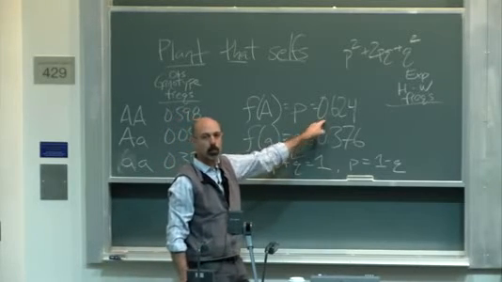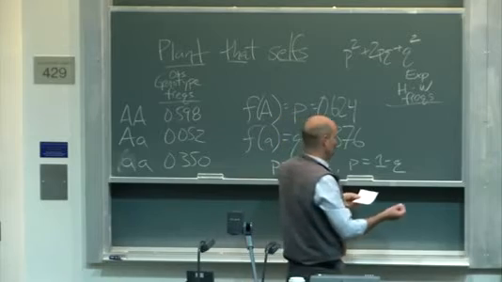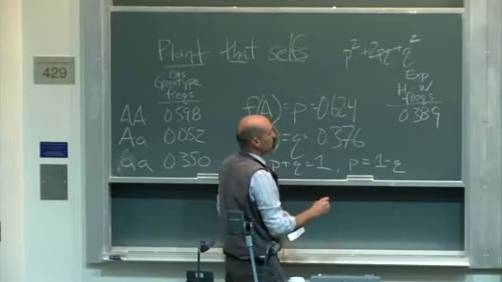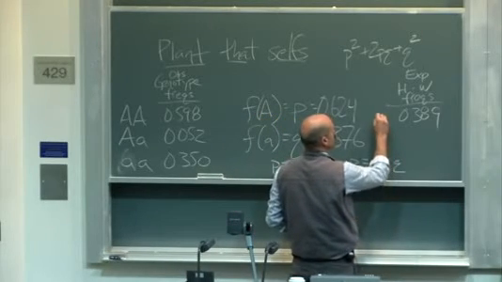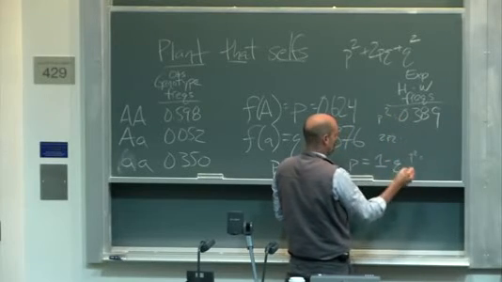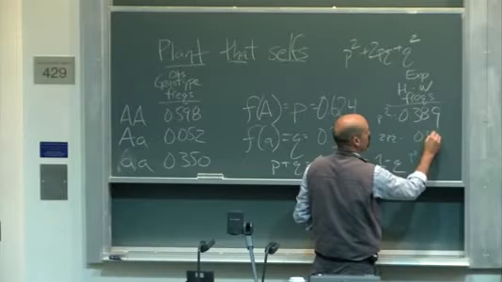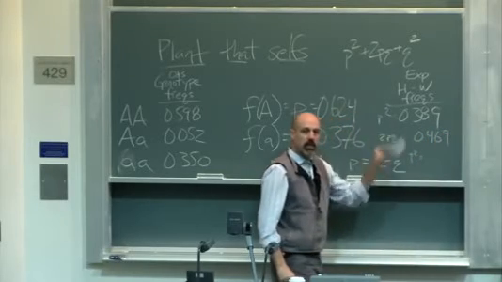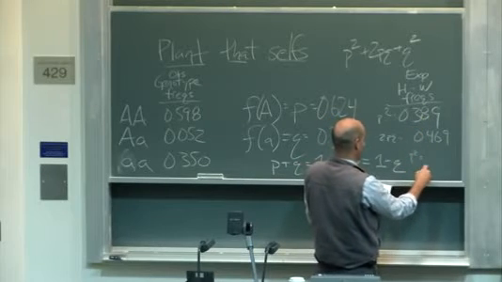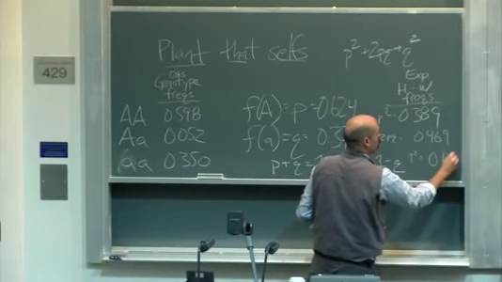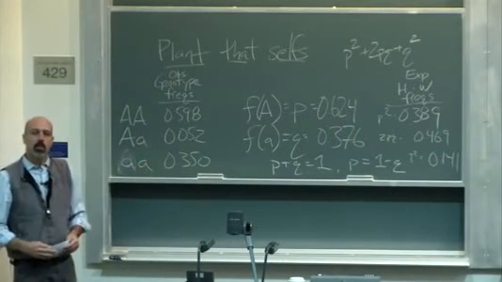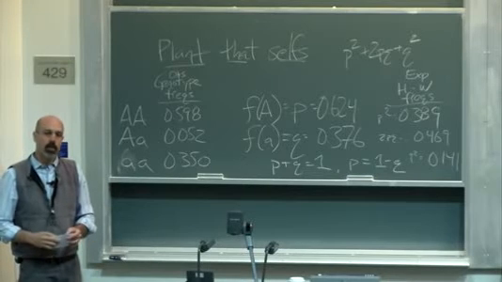P squared, 0.624 times 0.624, 0.389. 2PQ, so this is P squared, 2PQ, and Q squared. 2PQ should be 0.469. And remember, these have to sum to 1. So you can subtract this from 1 or go ahead and calculate Q squared, 0.141. Those are your expected or predicted frequencies if the population is in Hardy-Weinberg equilibrium.